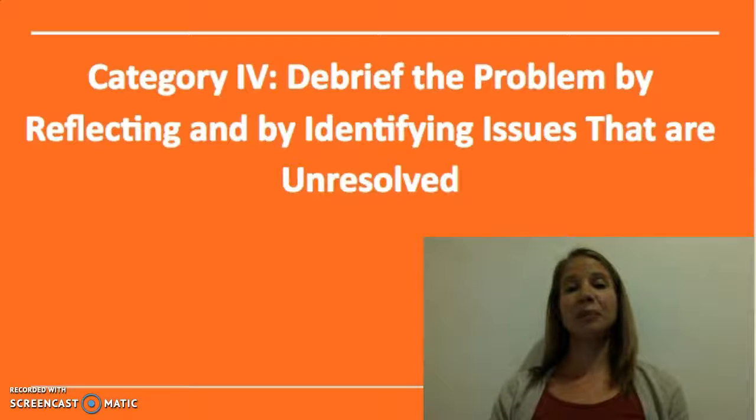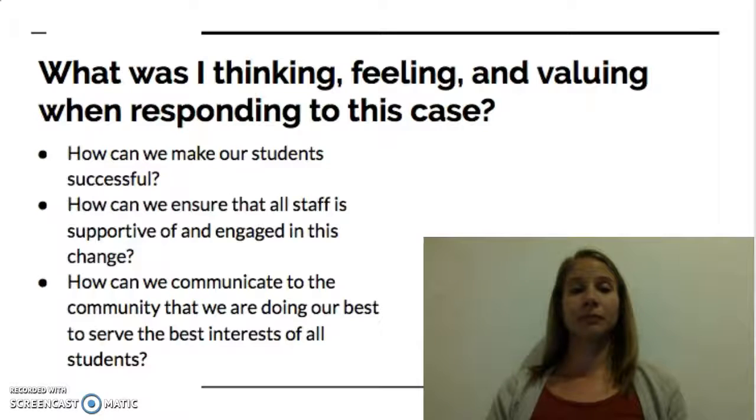Category 4. Debrief the problem by reflecting and by identifying issues that are unresolved. What was I thinking, feeling, and valuing when responding to this case? First of all, how can we make our students successful? Student success is the first priority of the school, and the students are the only reason that our school exists. If our students are failing at reading, they will fall behind in many other areas in life.